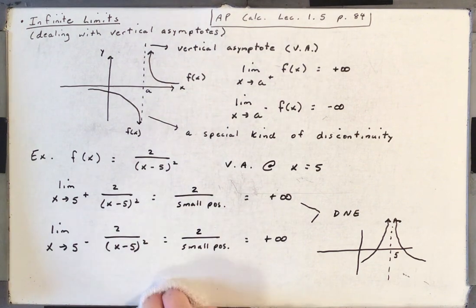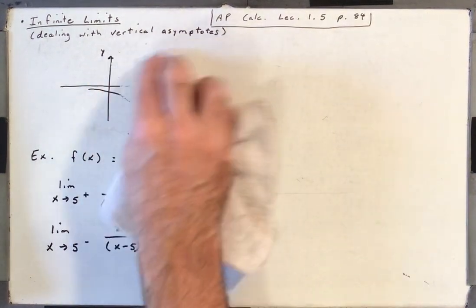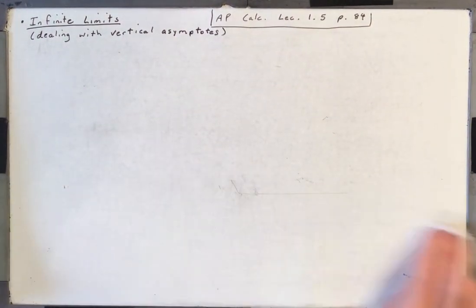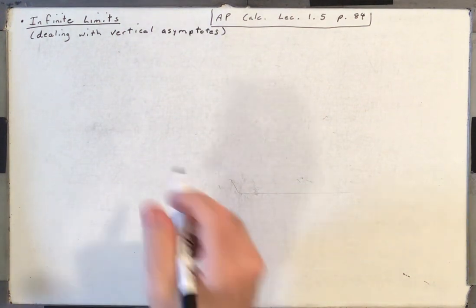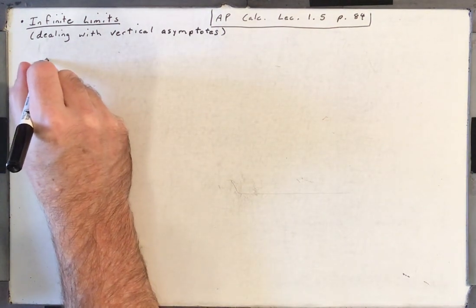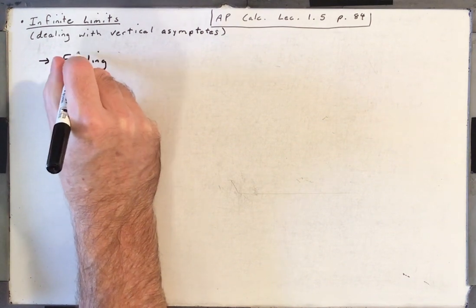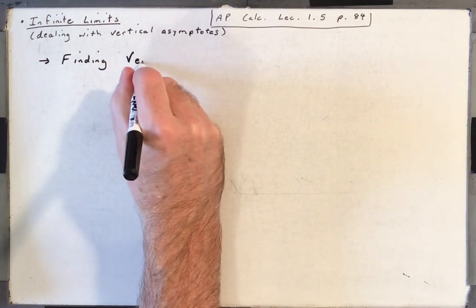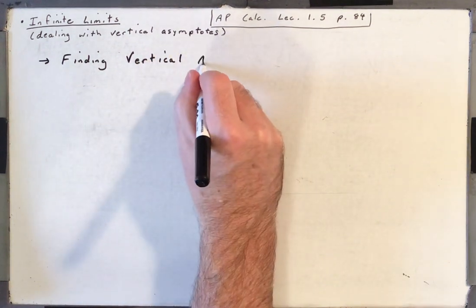Okay, so I've already shown you kind of how you do it, but let's do some examples where we find vertical asymptotes, because that's what a lot of the homework is. It's just finding vertical asymptotes, which you should have done in both Algebra 2 and Pre-Calculus.